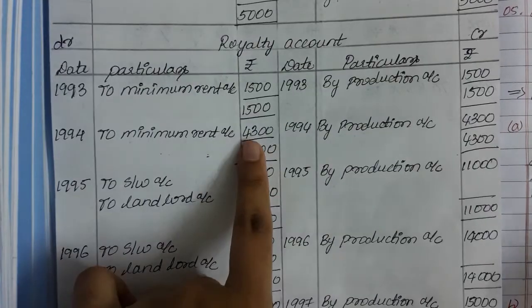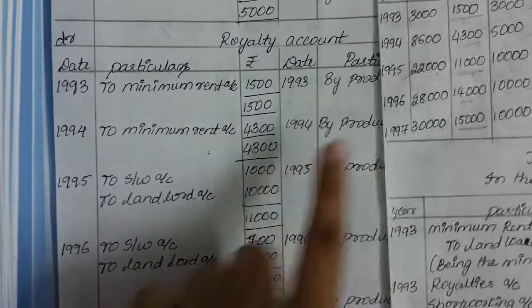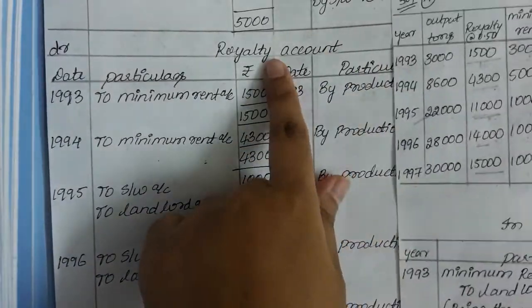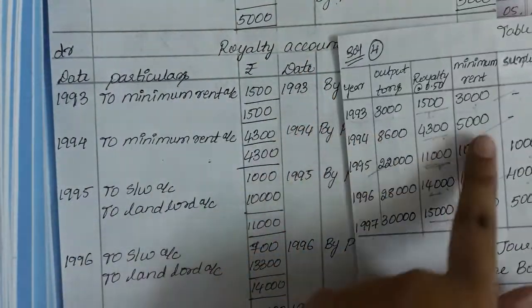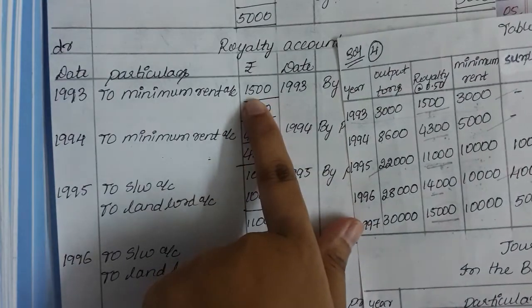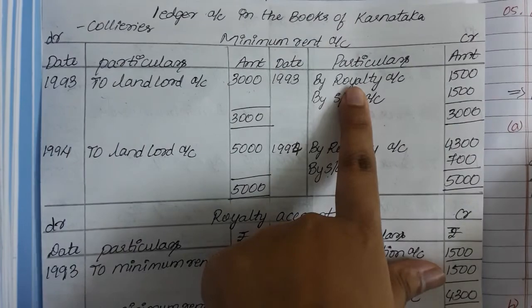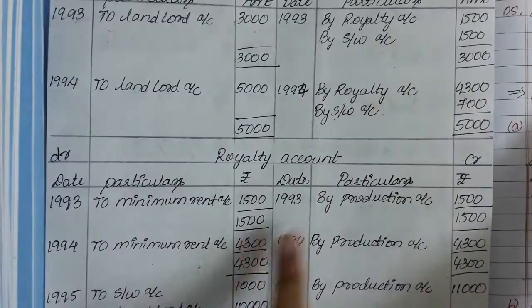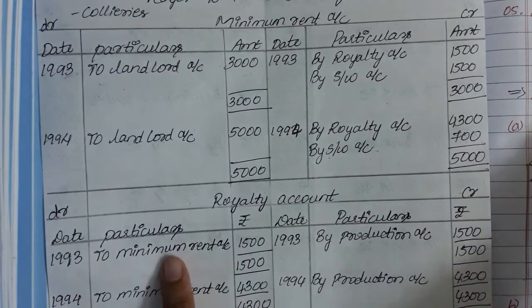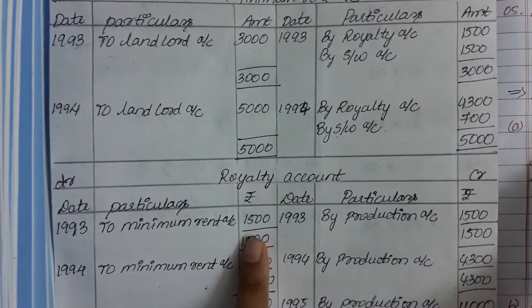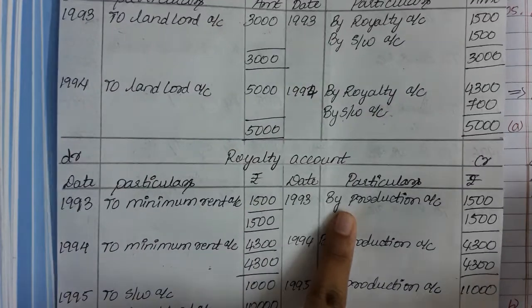The second year you are paid, you have earned. What is the royalty you earn? In the royalty account, whatever the royalty you earn, you will be writing. 1,500 is the royalty you earned. That was paid for minimum. Or else you can see in the minimum rent you are credited here by royalty. So here in the royalty account you will be debiting to minimum rent account 1,500.